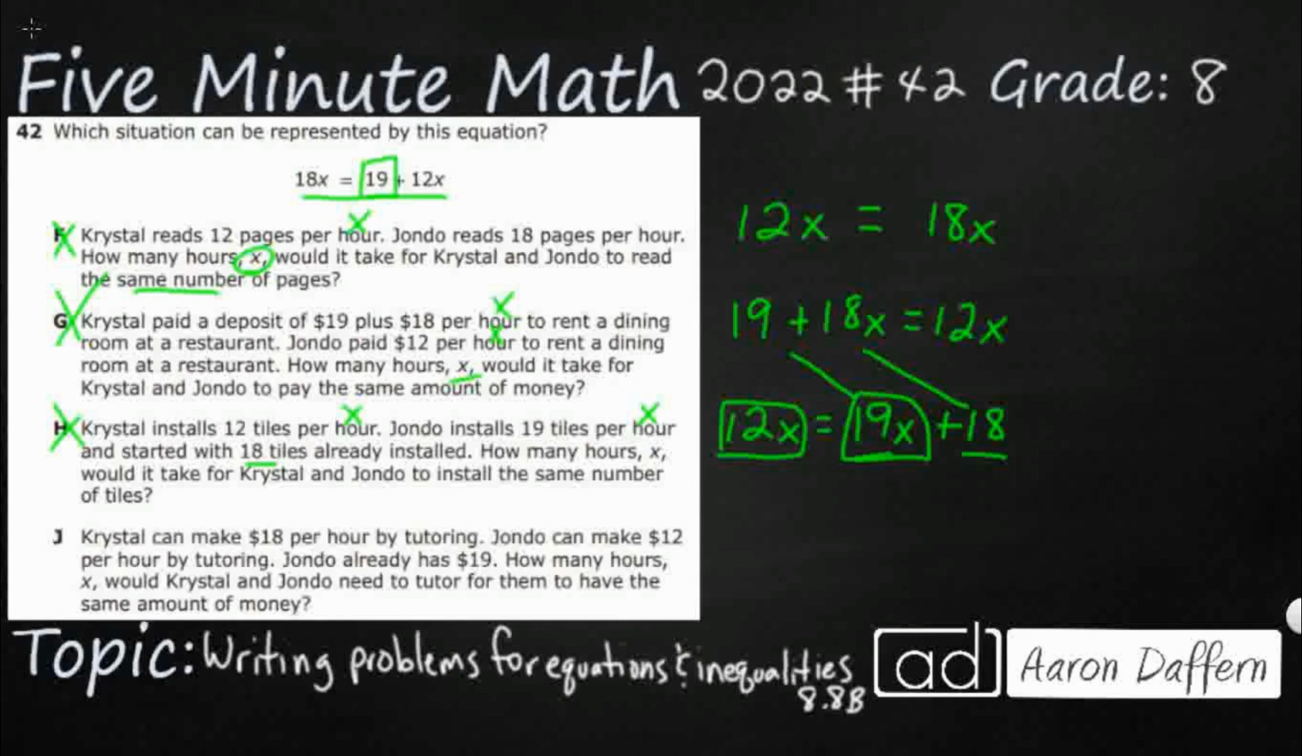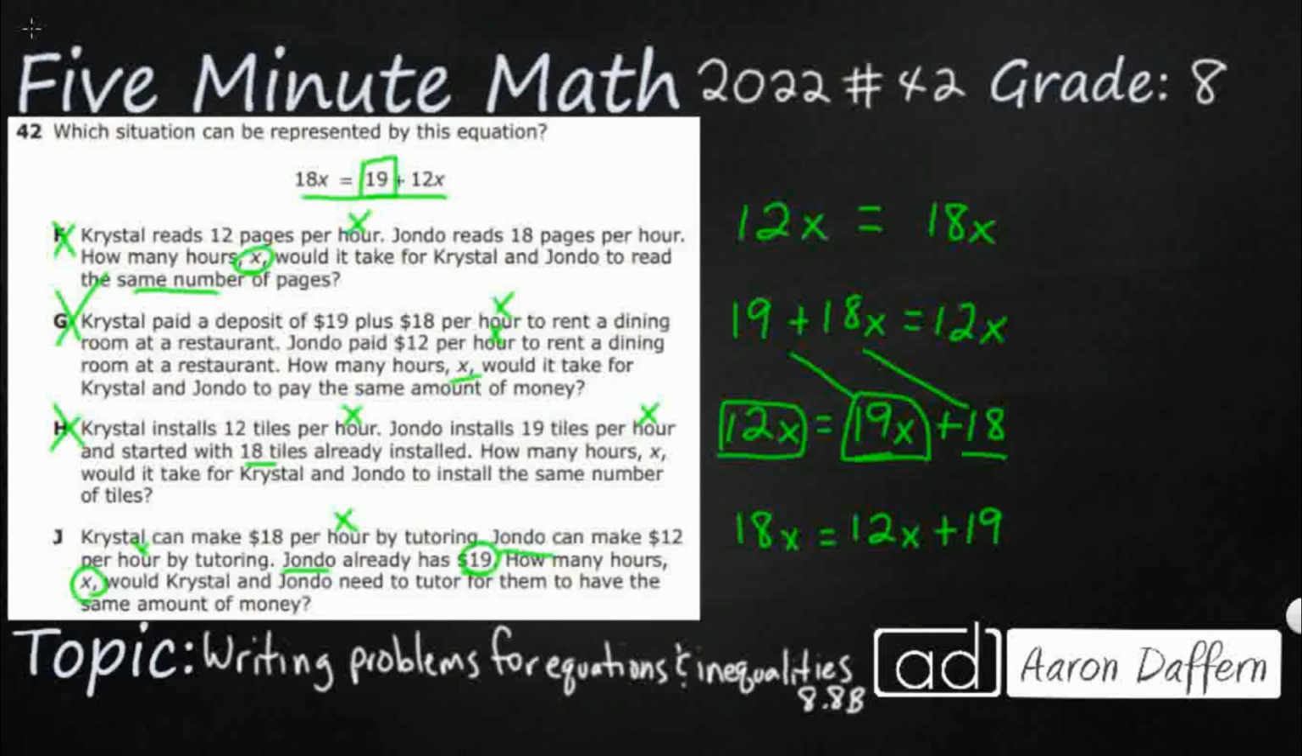So Crystal can make $18 an hour tutoring. John Doe can make $12 an hour tutoring. And John Doe already had $19. How many hours? All right, so our hours, once again, is going to be our x. So we can put an x right there. So Crystal is 18x. John Doe is 12x, so $12 an hour. But John Doe, once again, we've got to keep track of that. John Doe, the second person, already has $19, so we've got to take that starting point of 19.